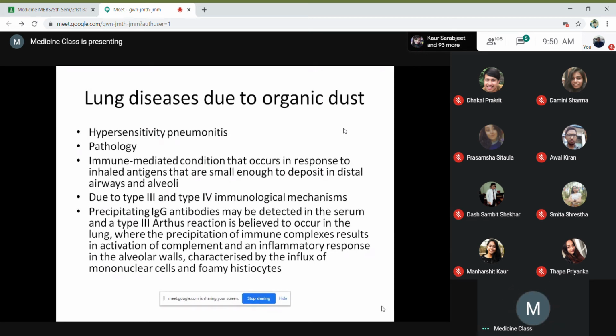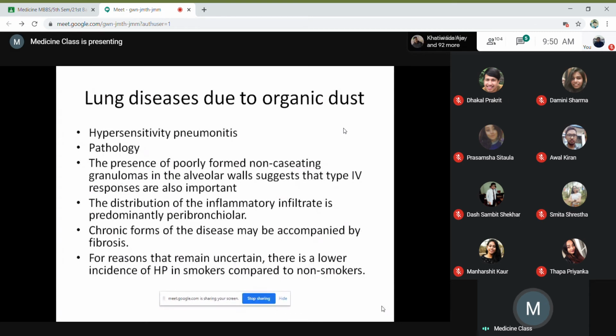In this case, it occurs in the vessels of the lung, where the precipitation of immune complexes results in activation of complement. So immune complexes get deposited and activate the complement and the inflammatory response in the alveolar wall, characterized by an influx of mononuclear cells and forming histiocytes. So this is the pathology.